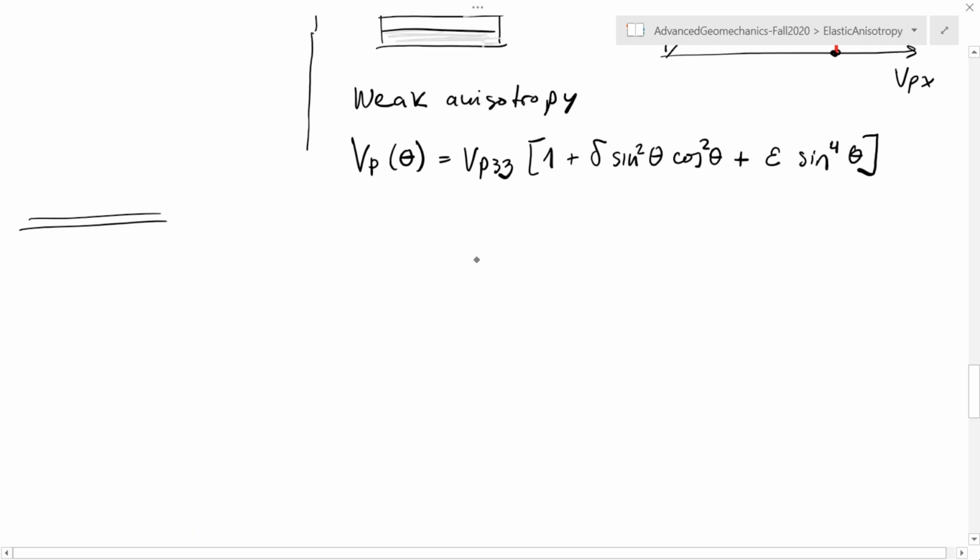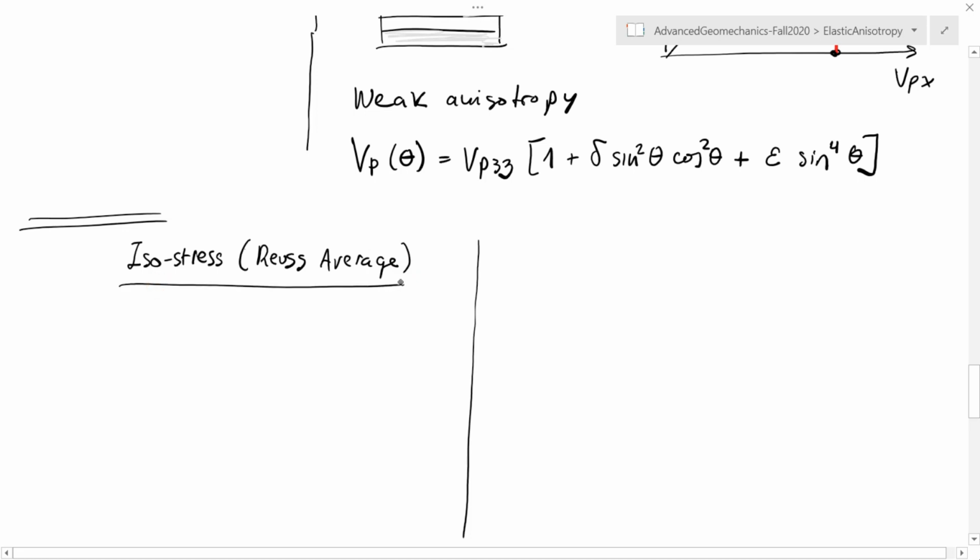Let's divide this in two. And first of all, we're going to look for the isostress solution. This is a model that is going to help us understand the anisotropy of rocks. And this also goes by the name of the Reuss average.